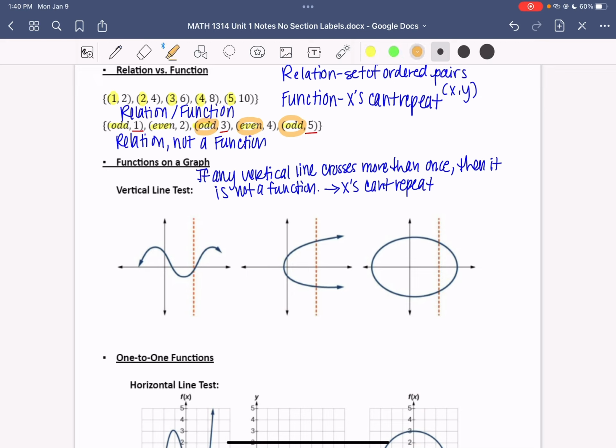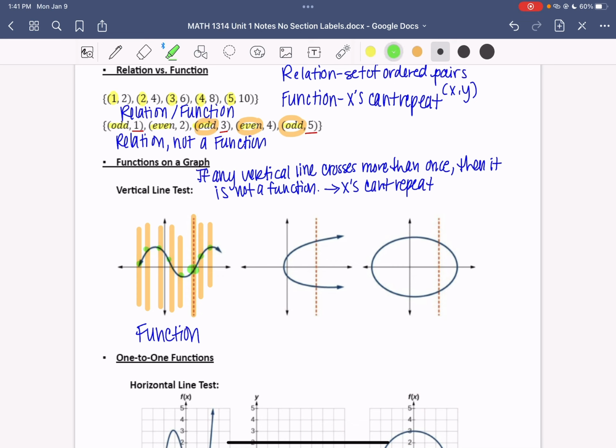So if I come in here and draw a vertical line, say right here on this curve, you can see that it's only crossing once. And I could draw vertical lines anywhere on this graph, and it's still only going to cross this curve once. And so because it does not cross it more than once, we know that our x's are not repeating, and so we could say that this is a function.